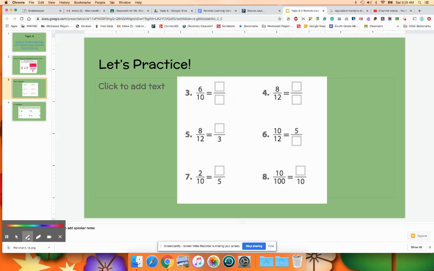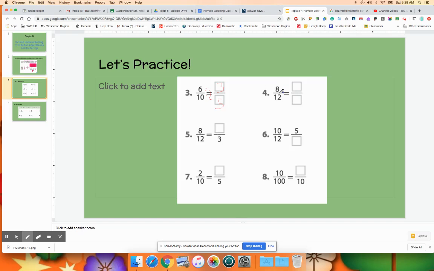Here the directions are just to divide to make an equivalent fraction. A common one you know is that if both your numerator and your denominator are even numbers, you can always pick 2. So 6 is an even number and 10 is an even number, so I can divide the top and the bottom by 2. 6 divided by 2 gives you 3, and 10 divided by 2 gives you 5. That's one way if you get stuck and you're not sure.